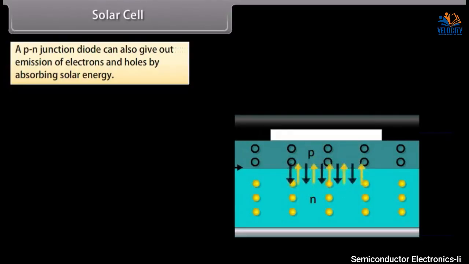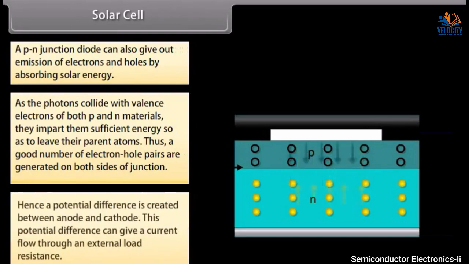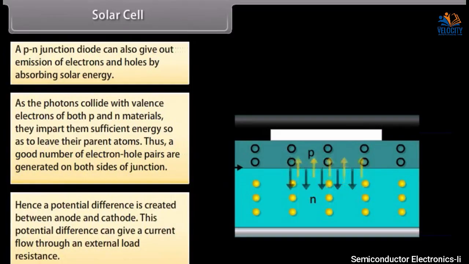Thus, solar energy photons entering from the top glass window easily penetrate up to both sides of the junction. As the photons collide with valence electrons of both P and N materials, they impart sufficient energy to leave their parent atoms. Thus, a good number of electron-hole pairs are generated on both sides of the junction. Hence, a potential difference is created between anode and cathode. This potential difference can give a current flow through an external load resistance.